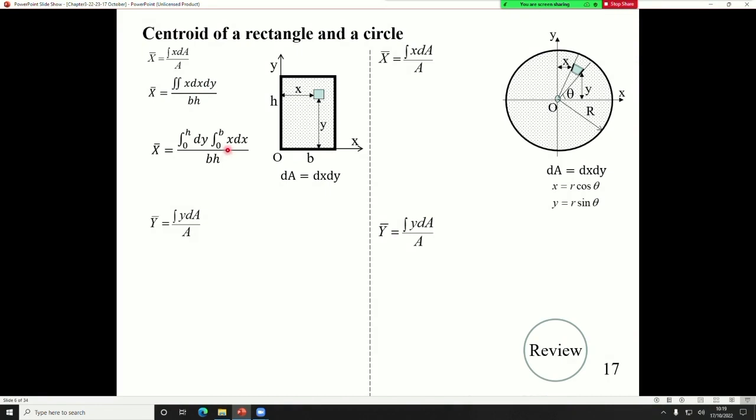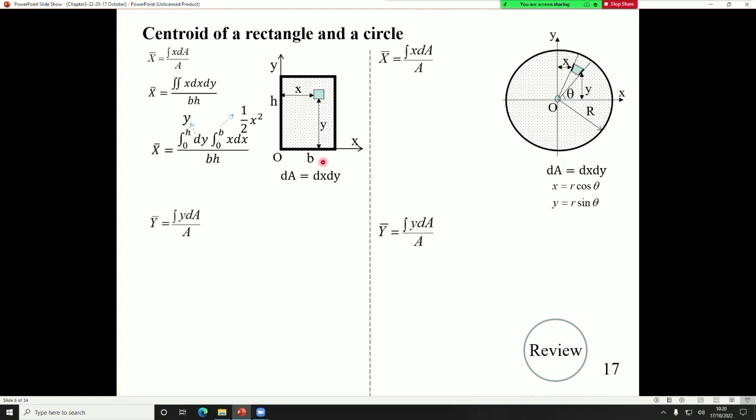So the integral of a linear function gives us a quadratic function. The integral of y dy is 1 over 2 y squared. The integral of x dx is equal to x.